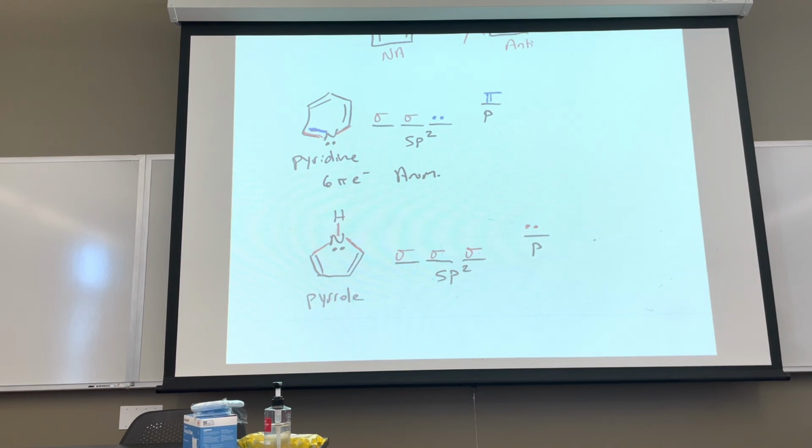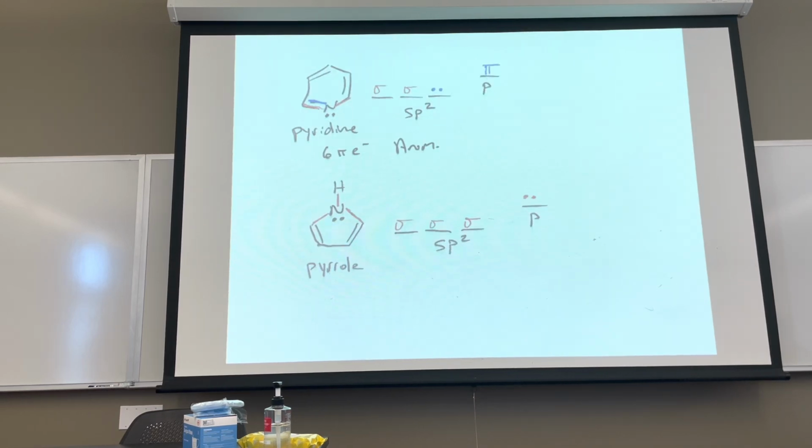So when we go to count pi electrons in pyrrole, you've got the 2 of the lone pair, the 4 of the pi bond, the 6 of the pi bond. And so this gives us a total of, like pyridine, 6 pi electrons, and thus pyrrole is aromatic as well. Does anybody have questions on that?